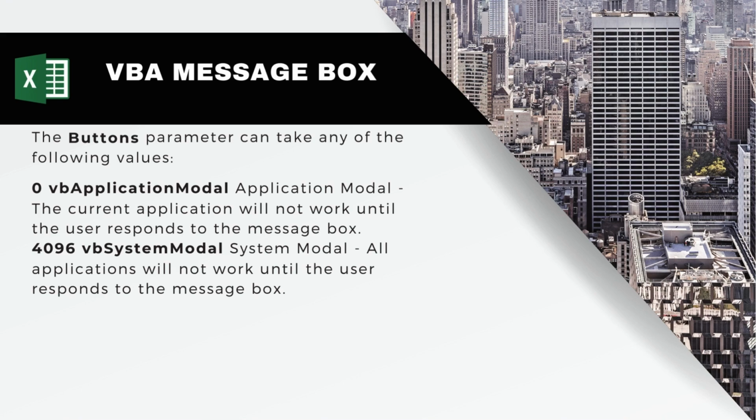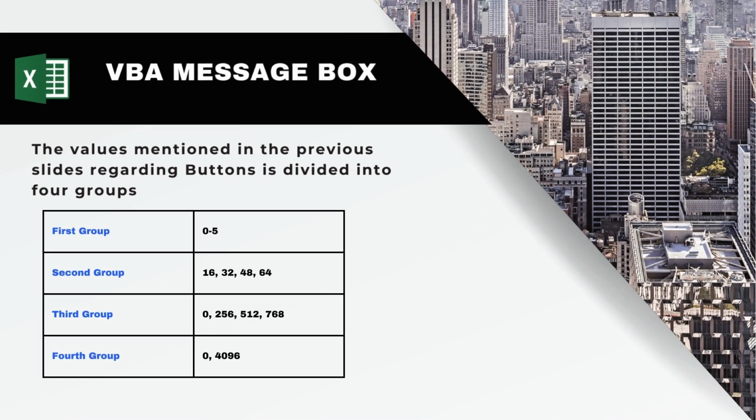Okay, for us today, what we're going to do is look at the values first mentioned in the previous slides regarding the buttons and how they're divided into the 4 groups. The first group would be 0 to 5. The second group would be 16, 32, 48, and 64. The third group would be 0, 256, 512, and 768. And the fourth group would be 0 and 4096.